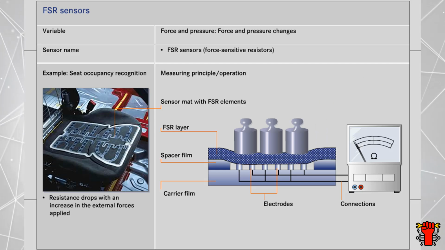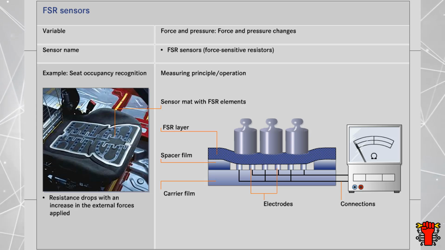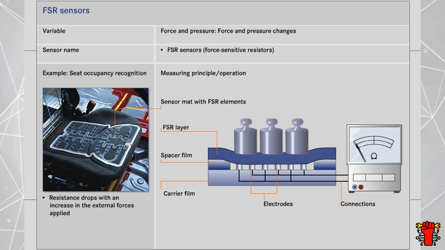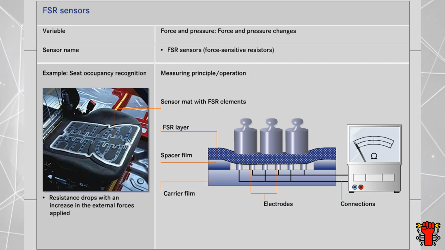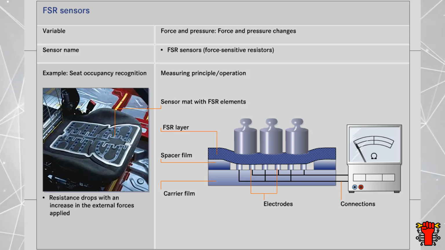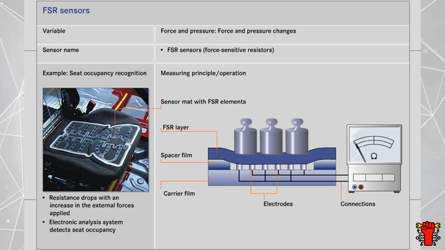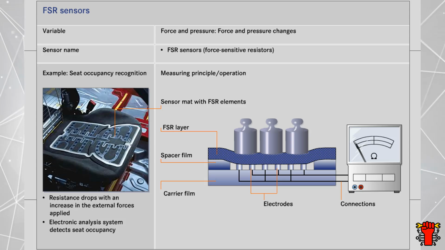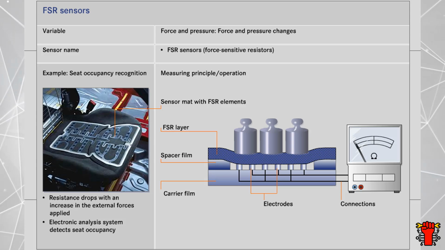The force acting from above exerts a load on the FSR layer and brings it into contact with the electrodes. The higher the force, the more electrodes are contacted. As a result, the resistance measured at the connections drops. The electronic analysis system detects from the measurements whether a seat is occupied or not, and forwards this information to the restraint system, for example.